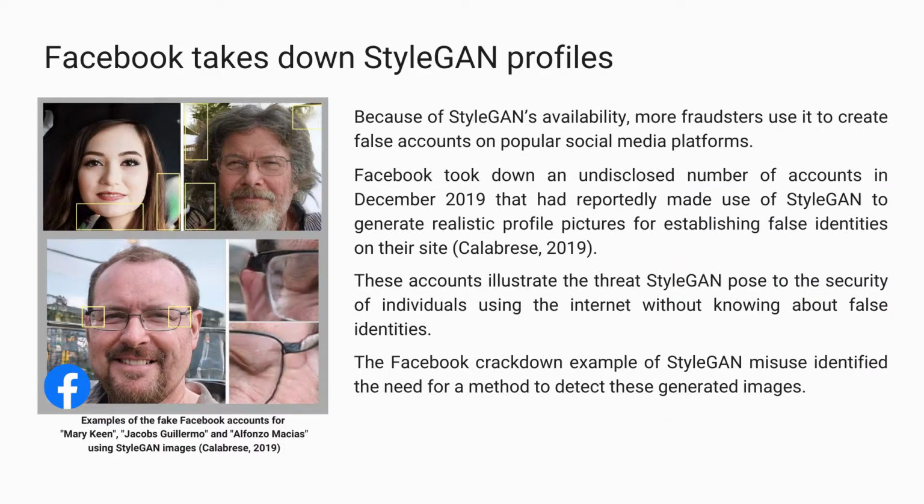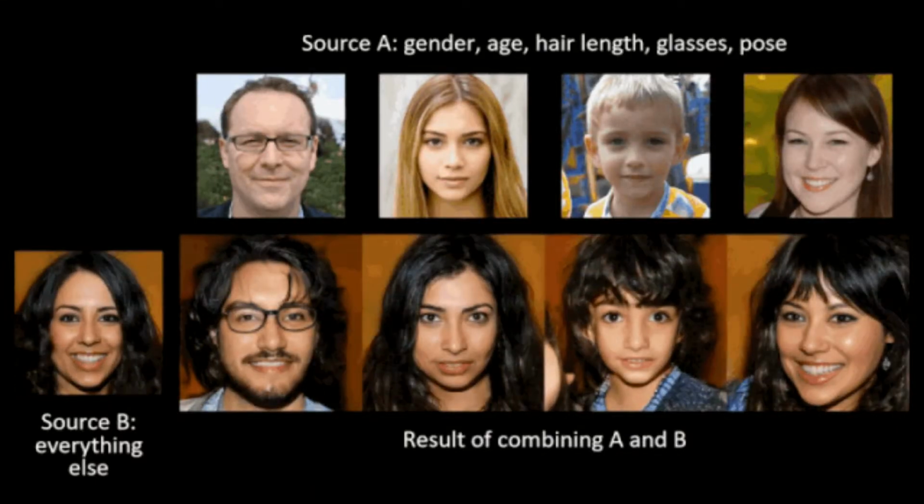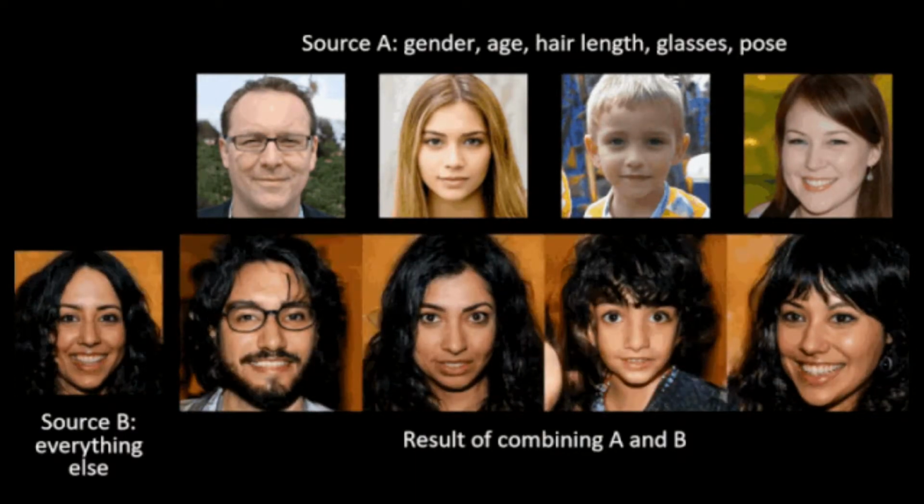In 2019, Facebook took down an undisclosed number of fake profiles that used StyleGAN generated profile pictures to establish false identities on the internet. StyleGAN was developed and released by NVIDIA to the public in December 2018. It uses a generative adversarial network to create images by applying styles, for instance glasses, brown hair, and gender features, on images to morph them into newly generated human images. Here we can see the styles from the source image being applied to the newly generated image.